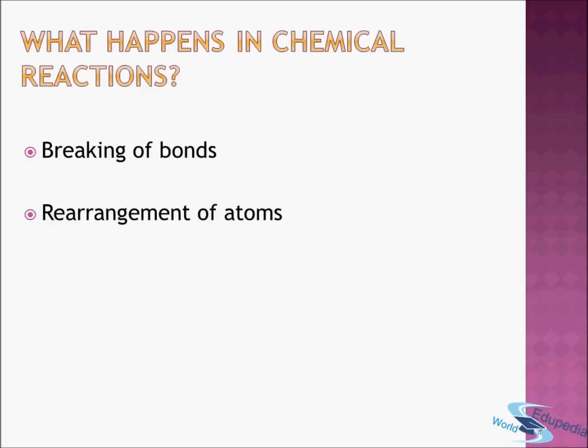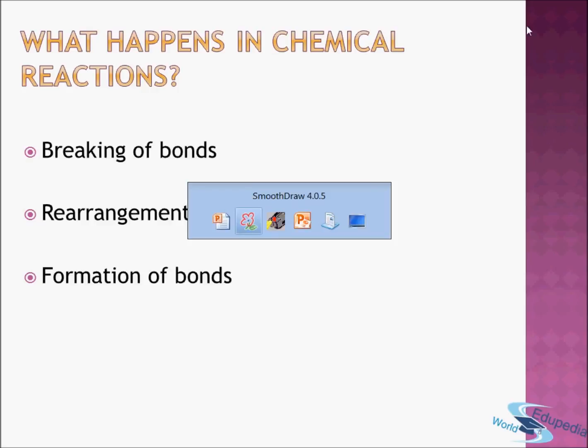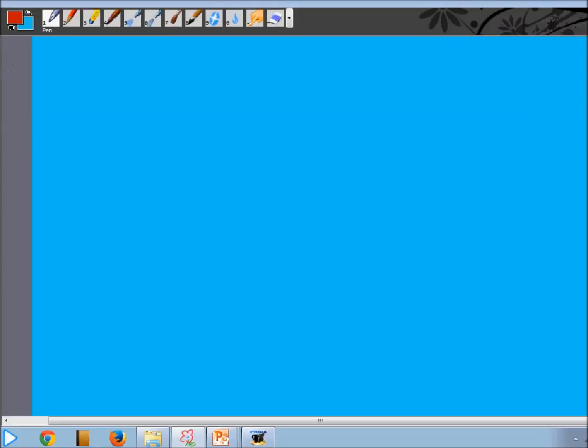The other process is rearrangement of atoms. The one atom which was earlier combined with another atom is now going to be combined with a third different atom. We'll see in a minute what we actually mean here. And the last process which we are going to analyze here is formation of bonds. These are the three major processes which we'll see in a chemical reaction: breaking of bonds, rearrangement of the atoms, and the formation of bonds. Let's see it with an example.